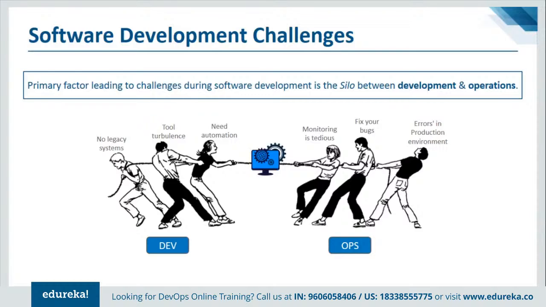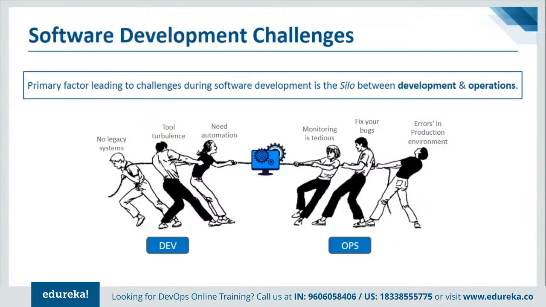If there is any problem with the code, such as a faulty bug, the operations team would put all the blame on the developers. And if there's a problem on the operations side, where they're not able to deploy the code properly, then the developers would start blaming the operations team. They would say that you don't have the system in place, you don't have the right dependencies, you don't have the right tools, and all these things.